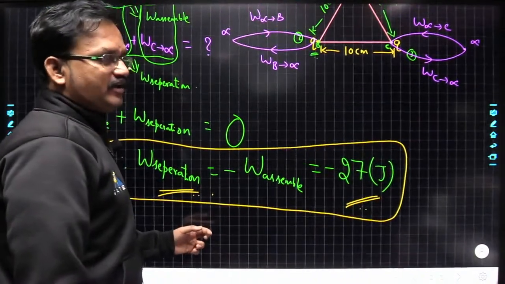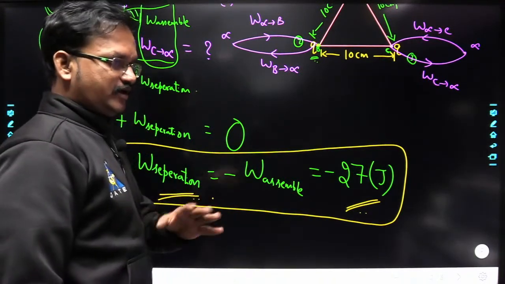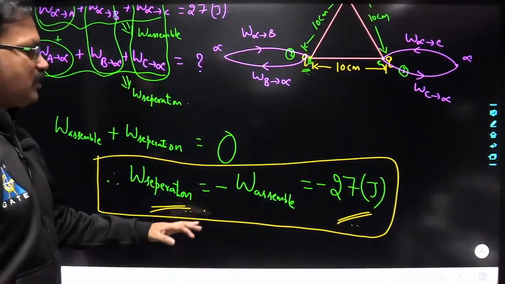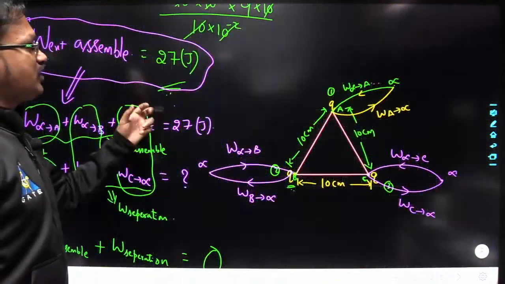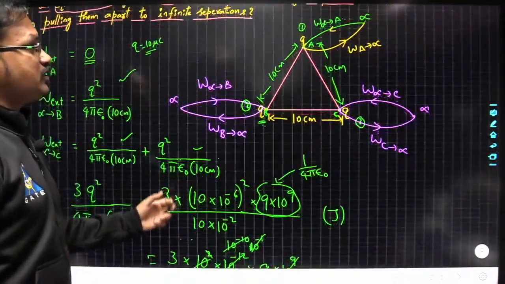I will take different types of problems here, don't worry. So there it will get cleared, each and everything will be clear, right. So is this problem clear? Tell me. So what is the answer for this one here? It is not 27 joules, it must be minus 27 joules.